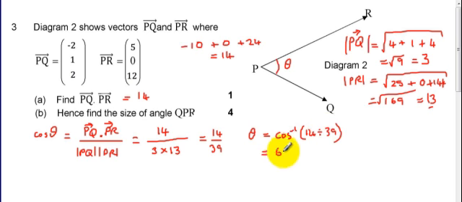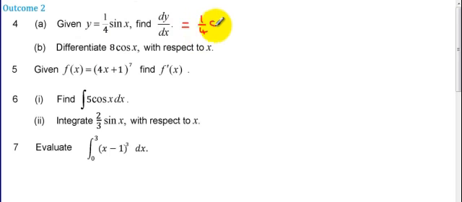y is equal to 1/4 sin x. The dy by dx will be 1/4 cos x. Differentiate 8 cos x, we get minus 8 sin x.